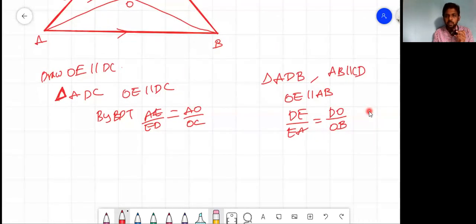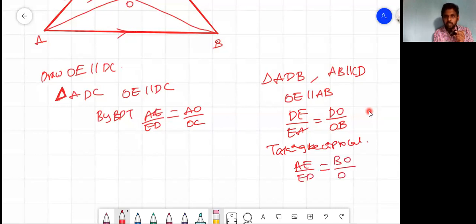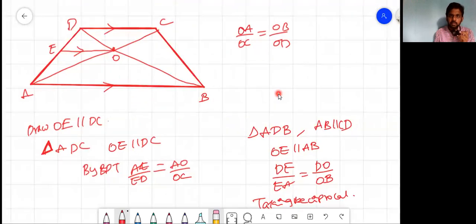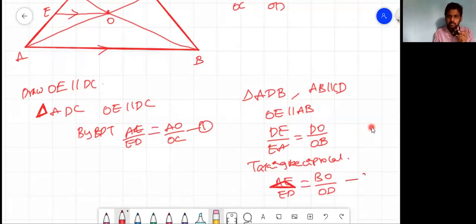So taking reciprocal, I have AE by ED is equal to BO by OD. Right? So from 1 and 2, can I say that AO by OC is equal to BO by OD? So this is the first one, and this is the second one.